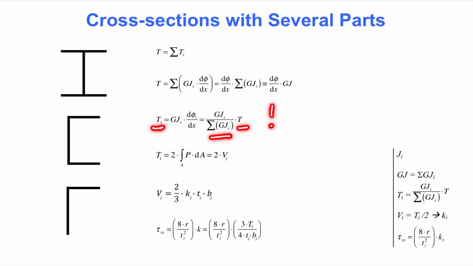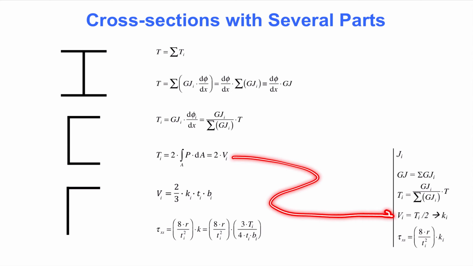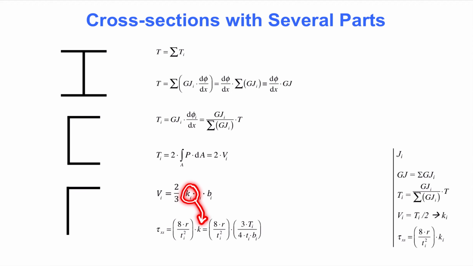First, calculate the cross-section constant, J, for each cross-section part. Second, sum GJ over all parts to get the torsional stiffness for the entire cross-section. Third, calculate the fraction of the total torque carried by each part of the cross-section by using this fraction of GJ to total GJ. Fourth, use the section integration equation to calculate the volume underneath the stress function of that part. That means dividing the local torque by 2, as seen here. Fifth, determine the constant, K, in the stress function for that part. Finally, substitute that result into the stress formula, as shown at the bottom of this slide.